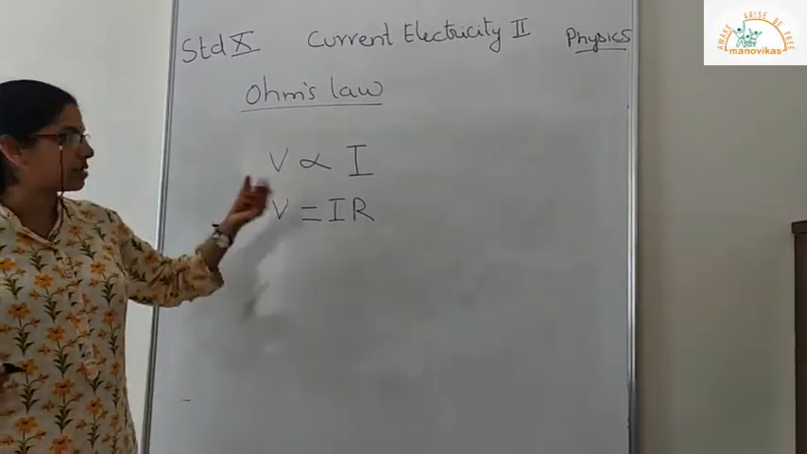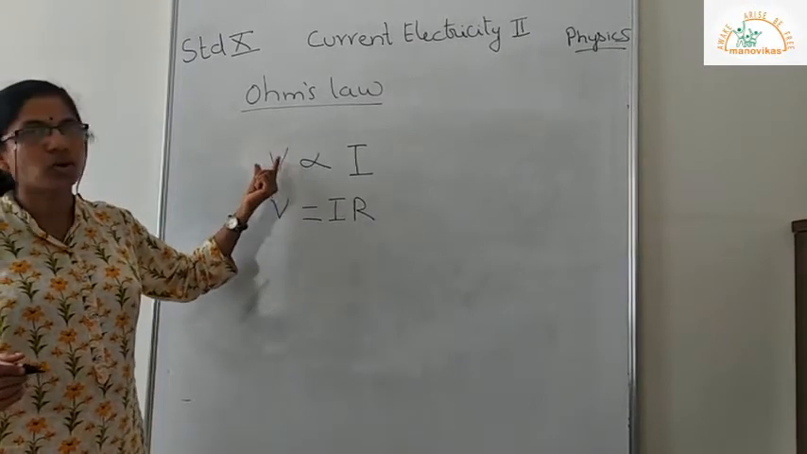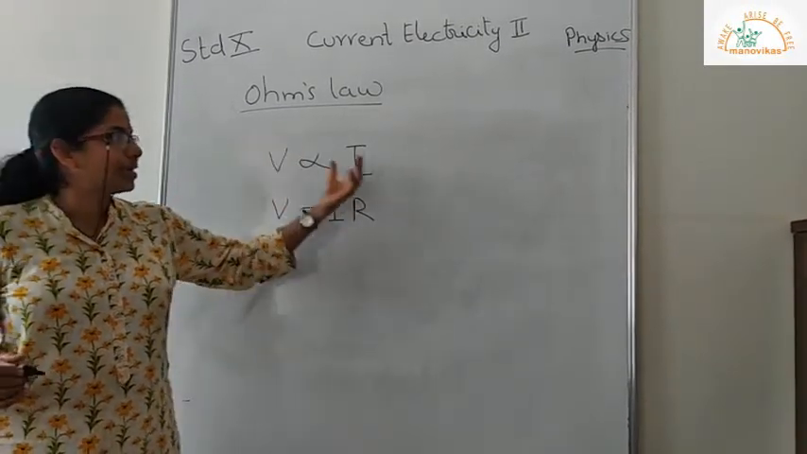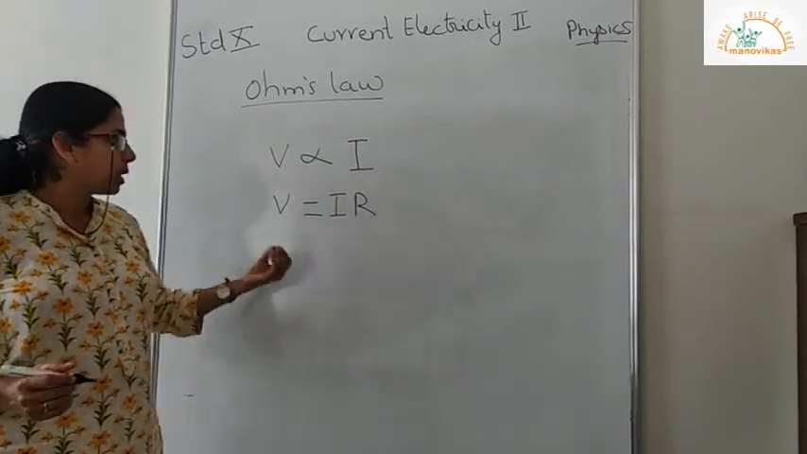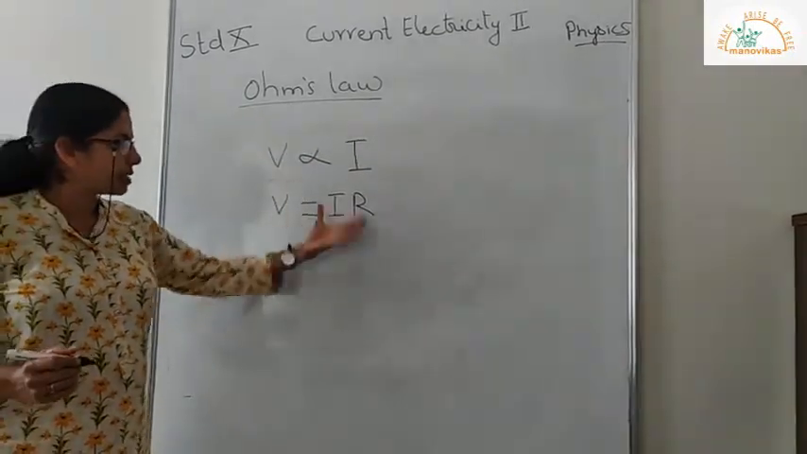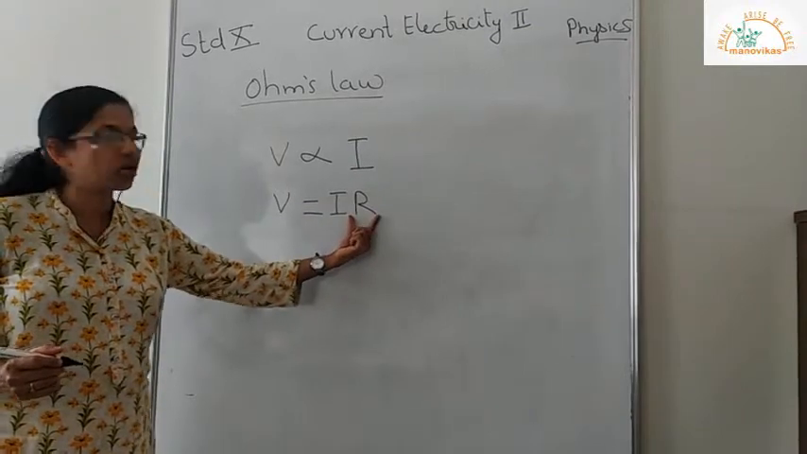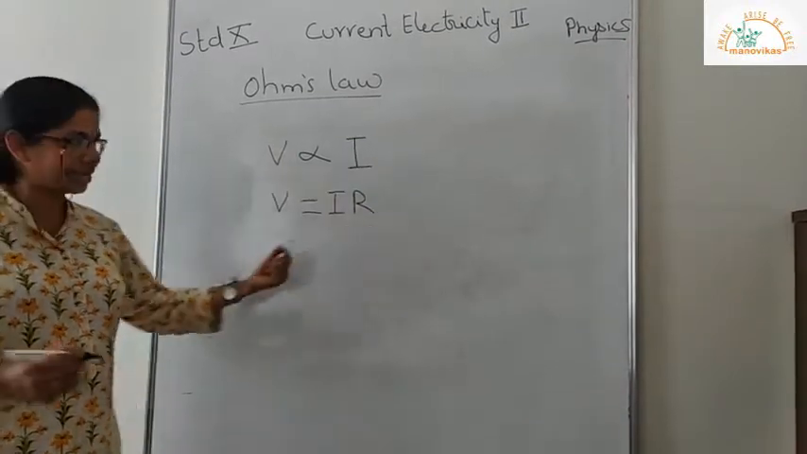In the form of a statement, how do you state it? The voltage or applied potential is directly proportional to the current. Now, using this, I am going to derive the unit of R, that is resistance.